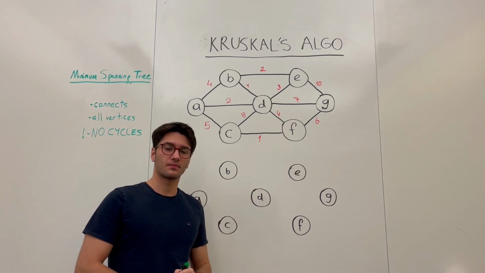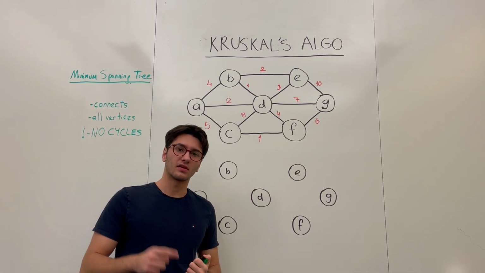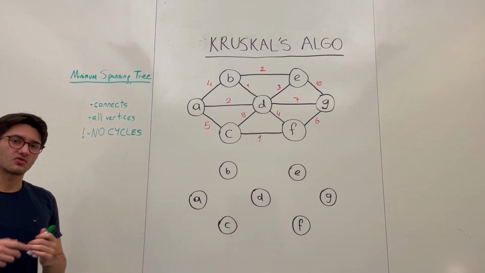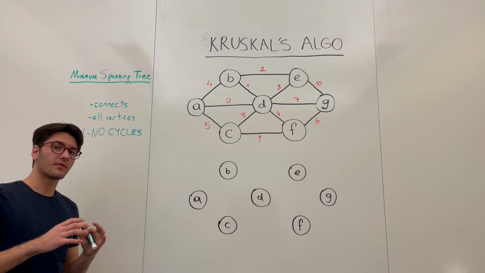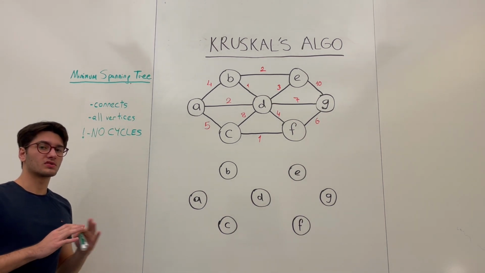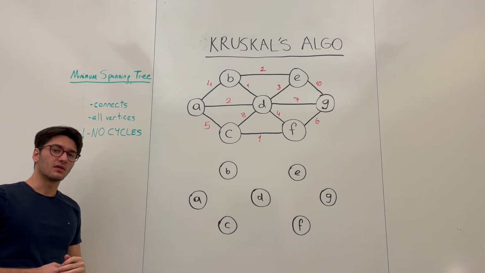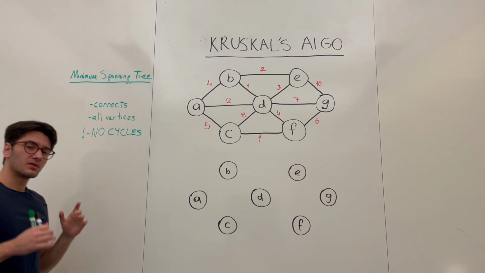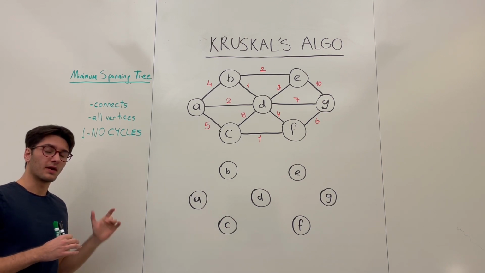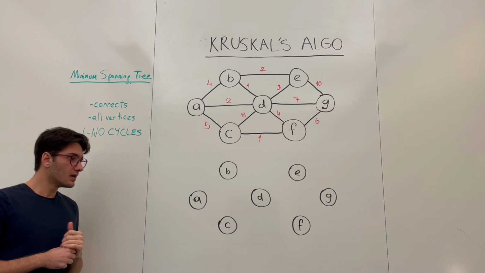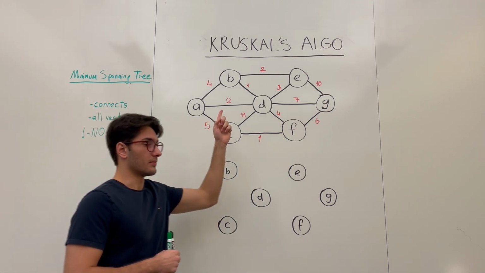Kruskal's algorithm. Before we get into that, let's remember what minimum spanning trees are. Minimum spanning trees are subgraphs of a given graph that connect all the vertices, but they contain no cycles. And the reason we call them minimum spanning trees is that when we add up the edge weights of the edges in that graph, that's the minimum we can get. Now let's go to Kruskal's algorithm.